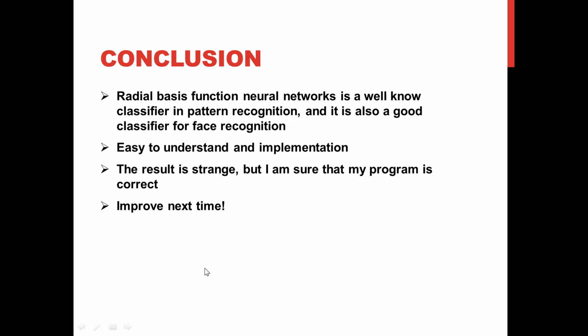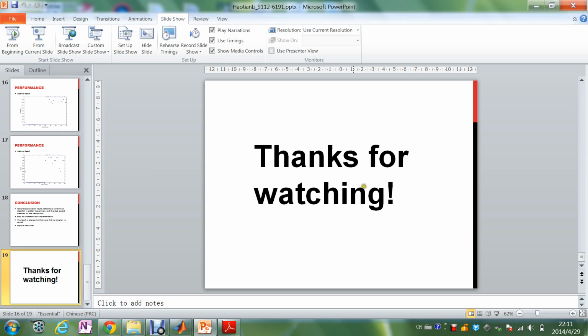Let's draw a conclusion. A radial basis function neural network is a well-known classifier in pattern recognition, and it's easy to understand and easy to implement. The result is very strange. Maybe some parameters of the RBF neural network are not correct, but I'm not sure. But I'm pretty sure that my program correctly implements all of these things. Maybe I will improve next time.